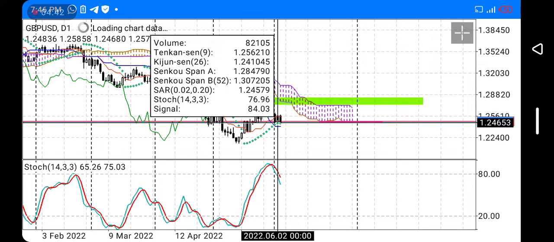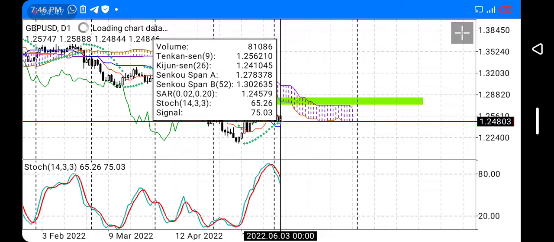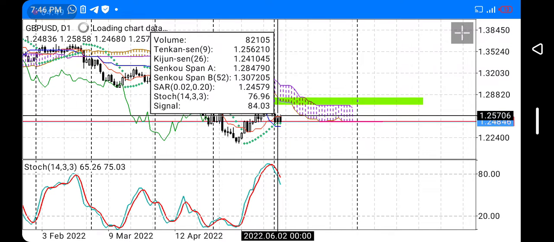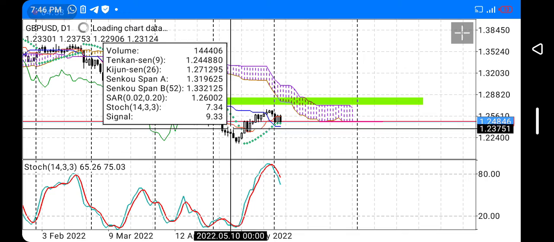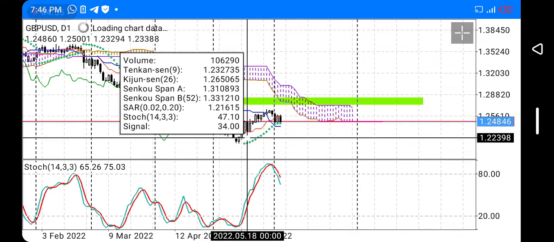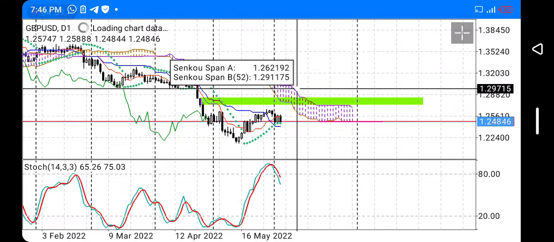Okay, so what can we expect from Monday morning? The market can either break lower, break below this Kijun Sen and come and mitigate this lower one here, or after mitigating this, go up, right?